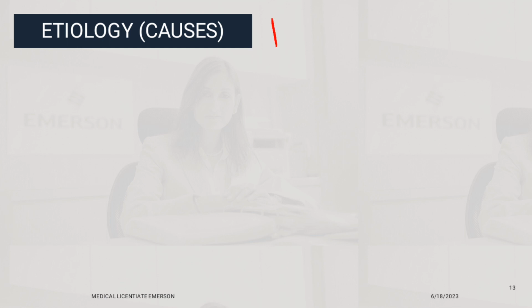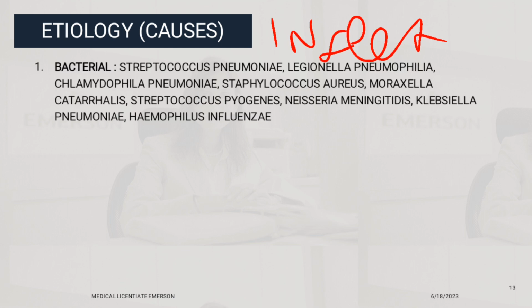Then in terms of causes, usually we talk about the infectious causes. We can classify them as bacterial, fungal, parasitic, and viral. Under bacterial, we can have Streptococcus pneumoniae, Legionella, Haemophilus, Chlamydophila pneumoniae, Staphylococcus aureus, Moraxella catarrhalis, Streptococcus pyogenes, Neisseria meningitidis, Klebsiella pneumoniae, Haemophilus influenzae. So these are some of the bacterial causes.